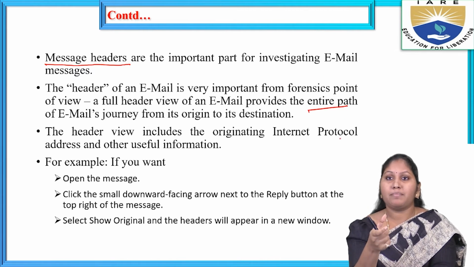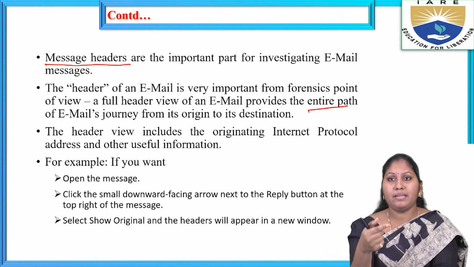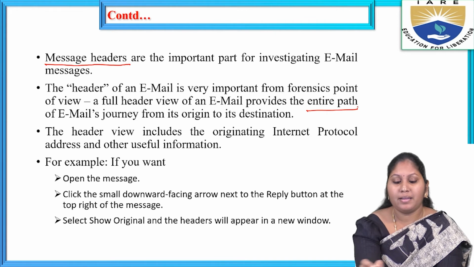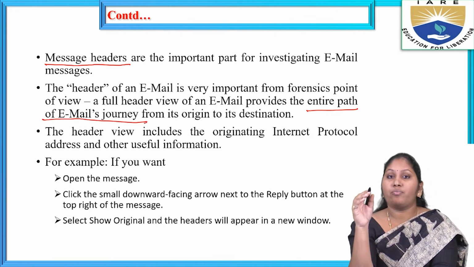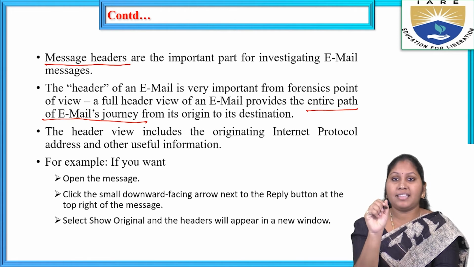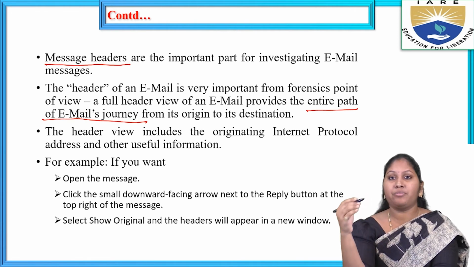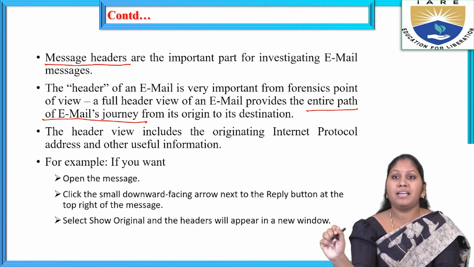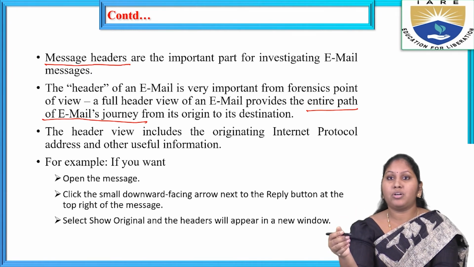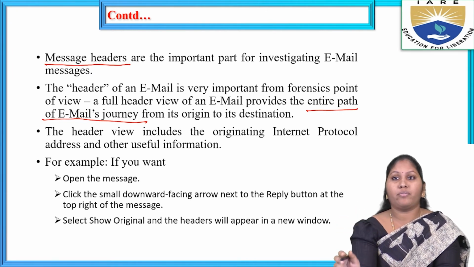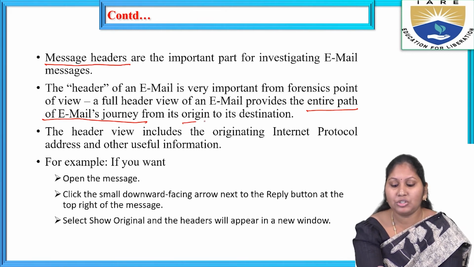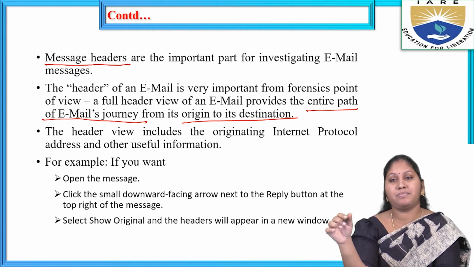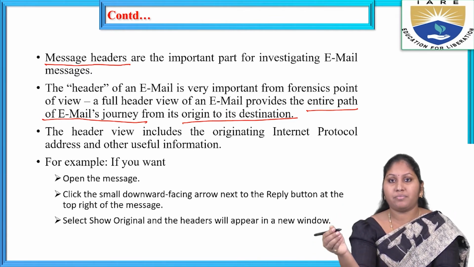A full header view of an email provides the entire path. If you see the complete view of the email, it has the entire path of the email's journey: where the email has been created, and from where to where it has been sent to our system. The complete journey of the email is given, so we can view, in the full header view, the email from its origin to its destination, where it started and where it ended. We have a clear picture in the full header view.